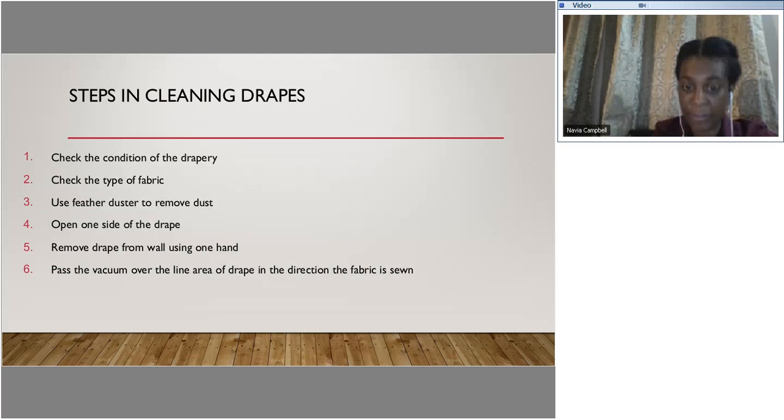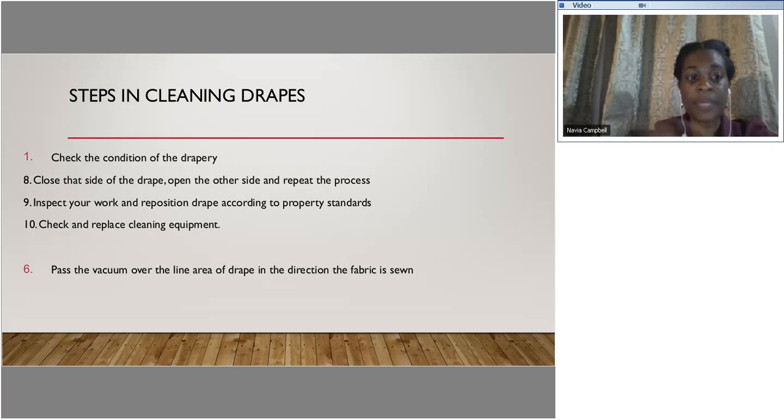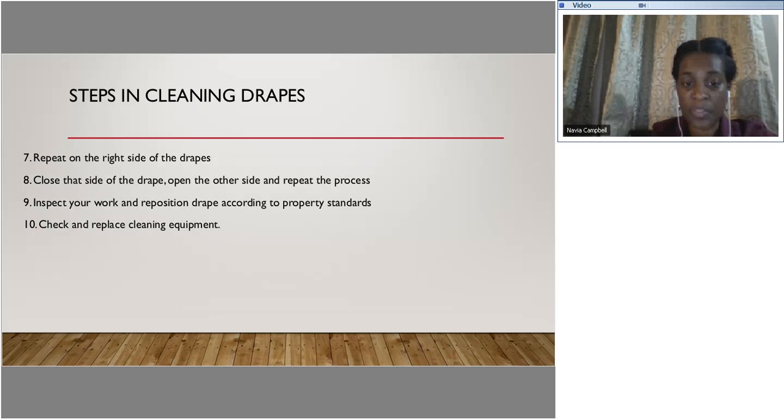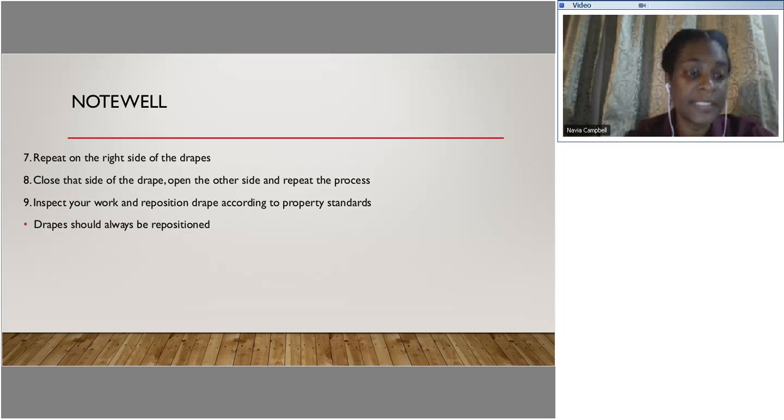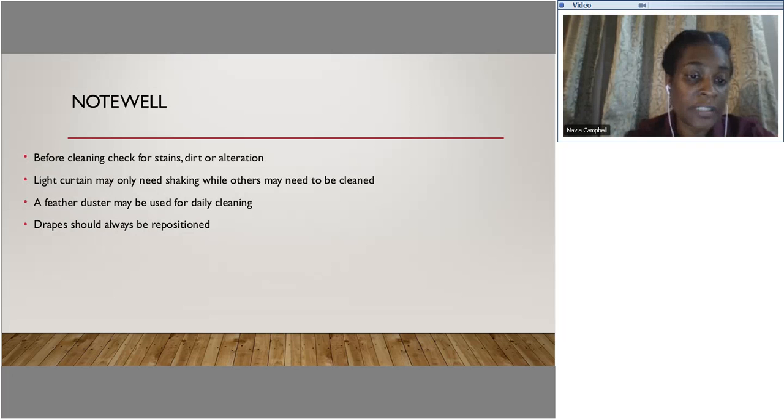Use a feather duster to remove the dust or vacuum. Open one side of the drape. Remove the drape from the wall using one hand. Pass the vacuum over the lined area of the drape in the direction that the fabric is sewn. In addition, vacuum the teeth on the right side of the drape. Close that side of the drape, then open the other side and repeat the process. Always inspect your work and reposition the drape according to the technical standard. And lastly, check and replace your cleaning equipment.